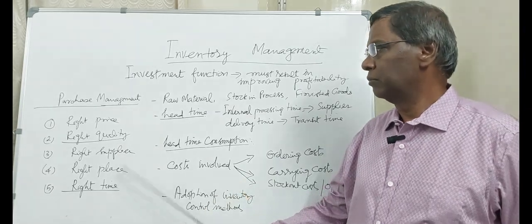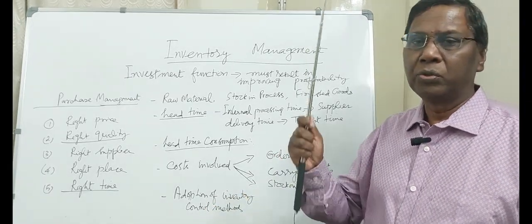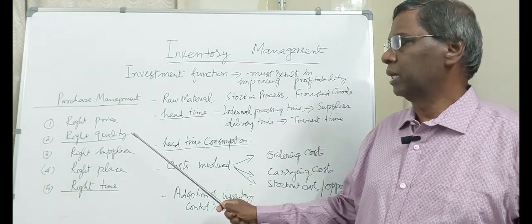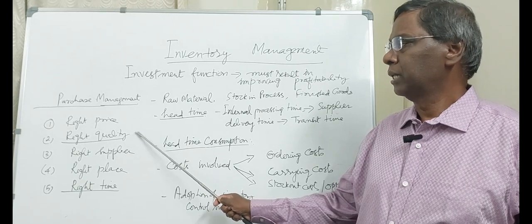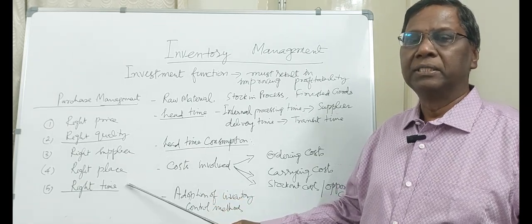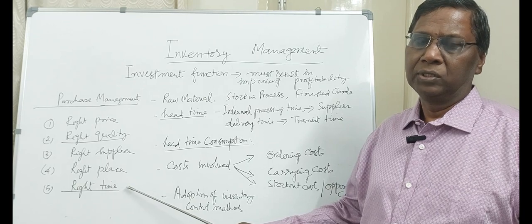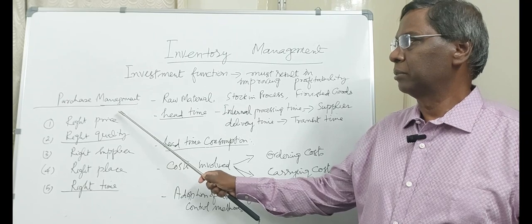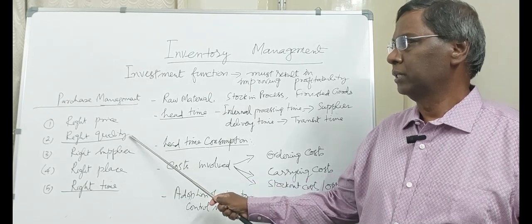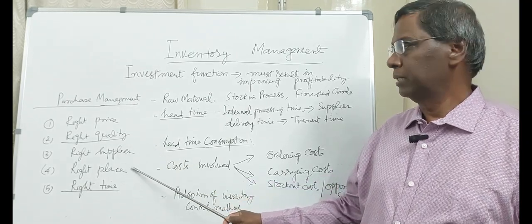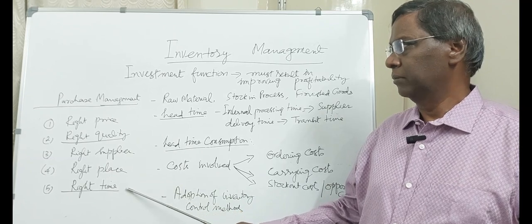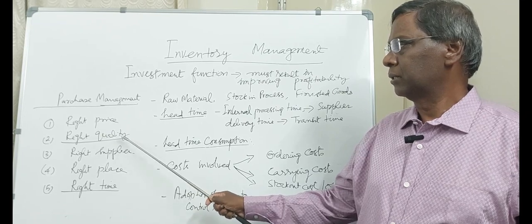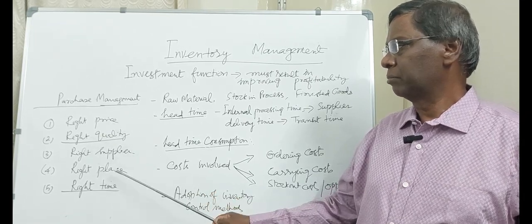Right quality, right time. This is very important. So in order to give the customer maximum satisfaction, you have to understand these two, right quality and right time. I told you, in business everything is time bound. You can't afford to delay it. So please understand this. Right price, right quality, right supplier, right place, right time.